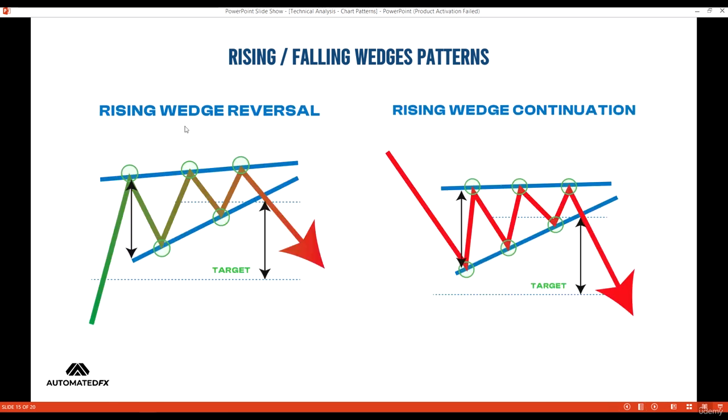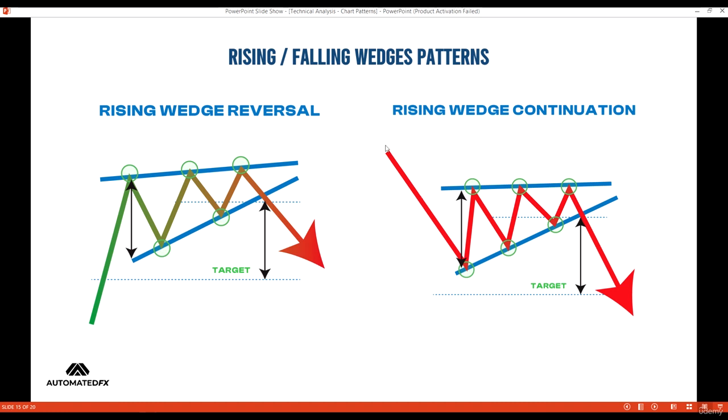So the rising wedge could be either continuation or reversal. So it's more of a bilateral pattern. It happens either as a reversal or as a continuation pattern. So for this one, we can see that the market came here, hit this point, came down, hit here, hit here, hit here, hit here, and then reversed here. Now the target, when it breaks out, will be the same as from here to here.